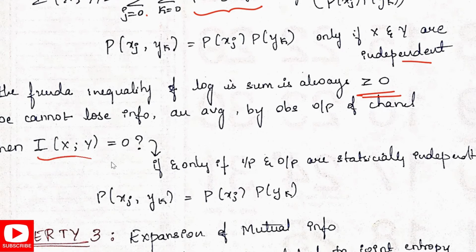So what happens if that is 0? Mutual information is 0 if and only if the input and the output are statistically independent, then p of xj comma yk is equal to p of xj into p of yk.